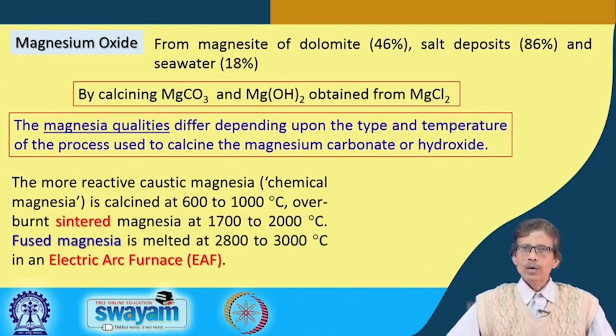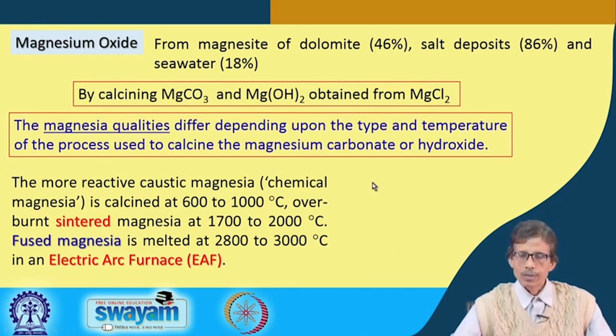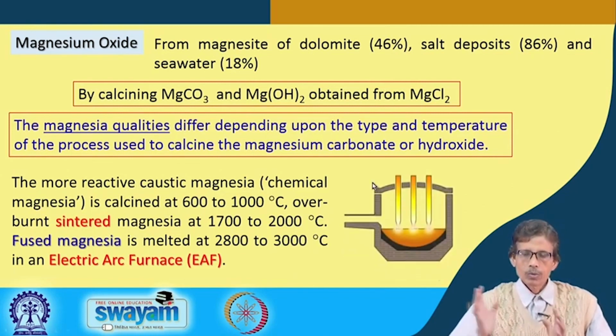Similarly, fused magnesia, which is also a very hard one and the most robust in terms of its stability, is formed not by a very simple process, but by a very high temperature calcination process, in the range of 2800 to 3000 degrees centigrade in an EAF, which is nothing but your electric arc furnace. So, electric arc we use.